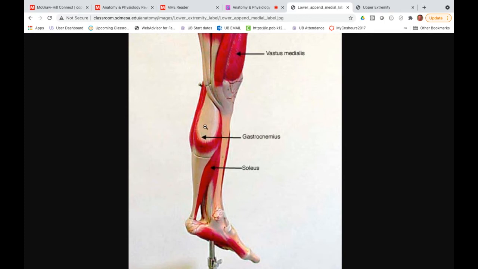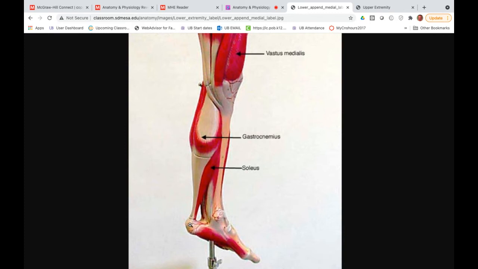And here's the soleus. It's important to know that the gastrocnemius crosses the knee joint because its origin is on the femoral condyles, but the soleus does not cross the knee. It originates on the leg, on the tibia, and it has the same insertion site on the calcaneus.